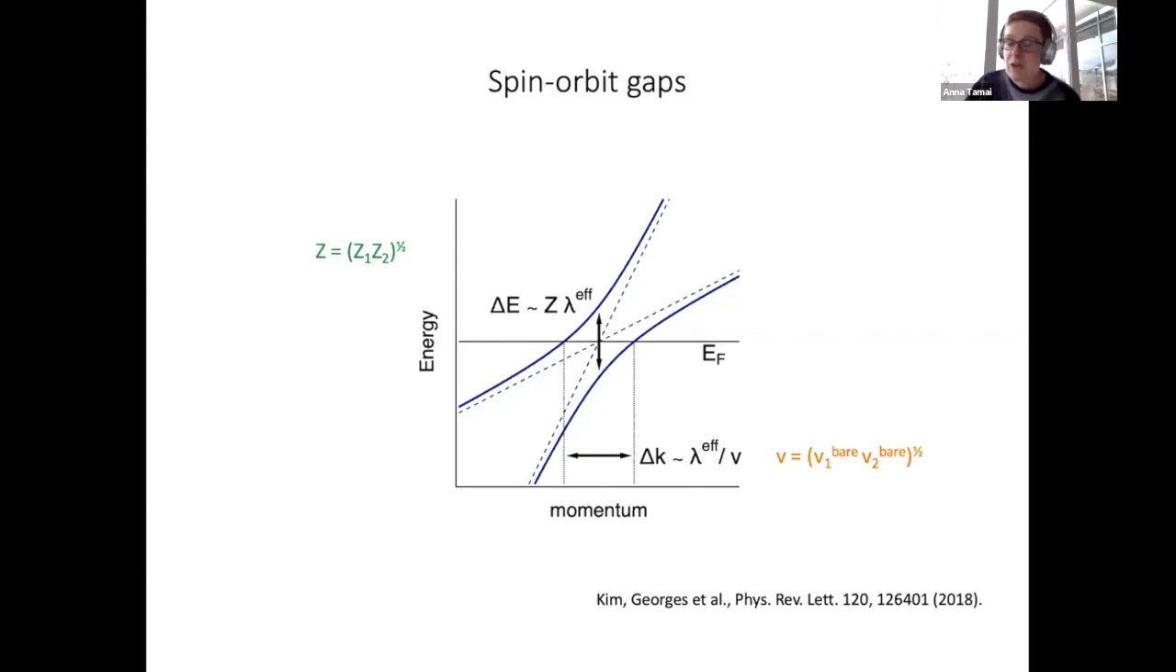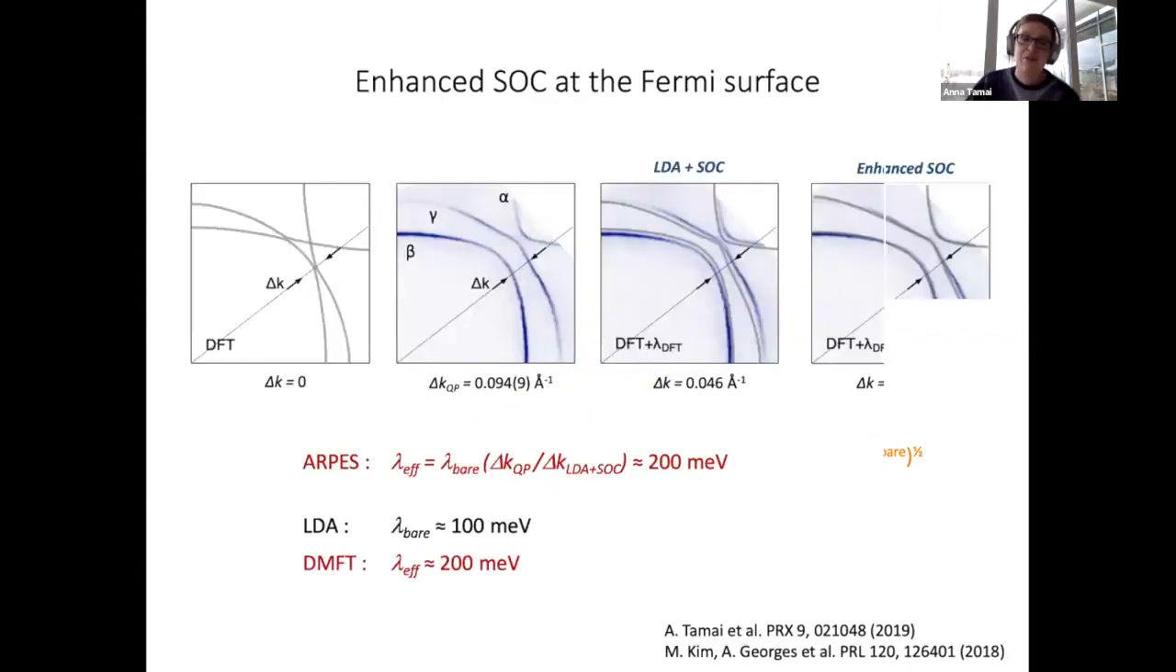So what we did, we combined experiment and theory. Our approach was to look at the Fermi surface, at a particular cut where at the DFT level you would expect the beta and the gamma band to be degenerate. In experiment, there is a large splitting, and we quantify the splitting and compare it with the splitting that you would expect from an LDA calculation, which includes spin-orbit coupling.